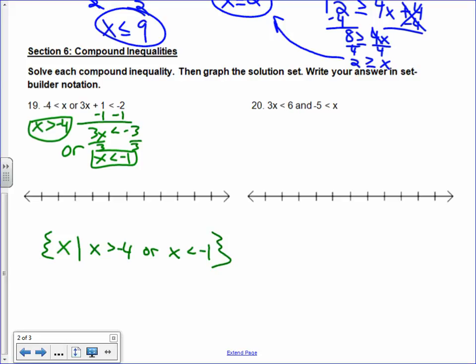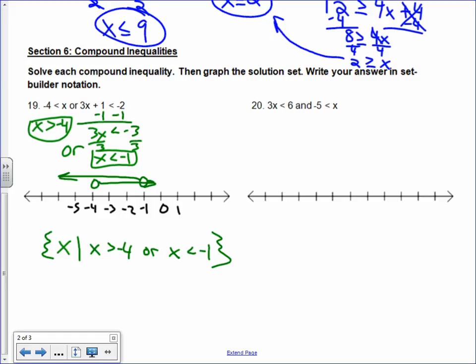Close the brackets. Now, we're going to see something interesting with the graph. Let's just make sure we have enough on here. So 0, negative 1, negative 2, negative 3, negative 4, negative 5, and so forth. Both of them are going to have open circles. The first one is x is greater than negative 4, so that's going to go this way. The second one is at negative 1, and that's going to go this way.